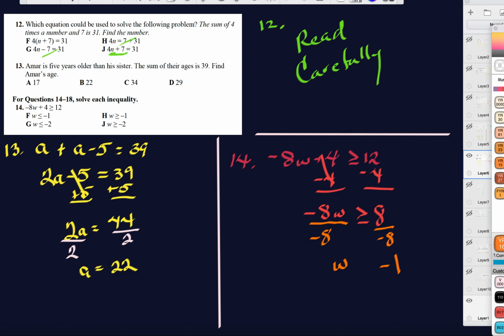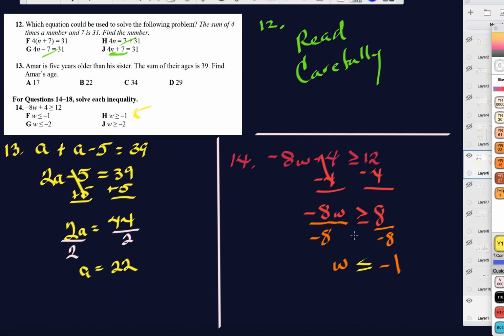What you may or may not have remembered was the trick that says if you divide across an inequality by a negative, the inequality symbol has to turn around and face the other way. So what did they do? They tried to trick you by putting that here, that if you left it alone, you'd come up with H. But that's not the case. F is our answer. W is less than or equal to negative 1.